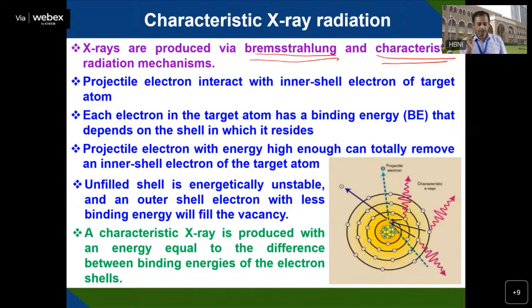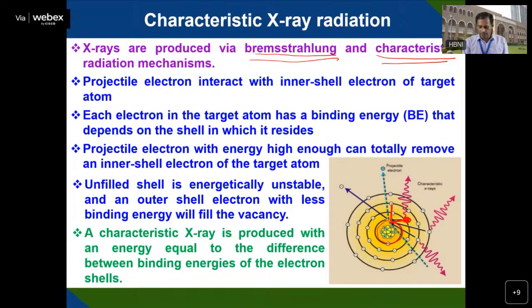So the projected electron interacts with the inner shell electrons of the target atoms, and each electron in the target atom has a particular binding energy. You can see these are the electrons at different levels. These electrons are situated in different energy levels with a particular binding energy with the nucleus. So to overcome this binding, the kinetic energy of the incoming electron would need to be much higher than the binding energy of this particular electron.